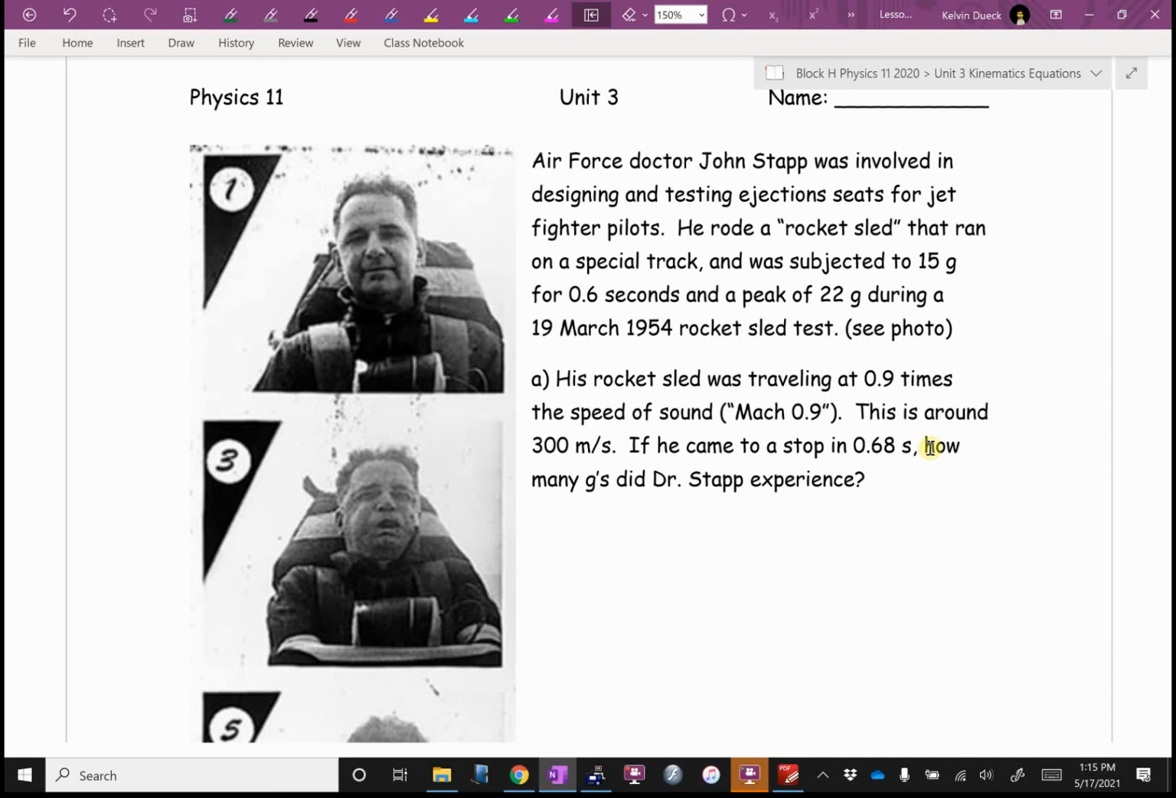Read along with me. It says this: Air Force Dr. John Stapp was involved in designing and testing ejection seats for jet fighter pilots. He rode a rocket sled that ran on a special track and was subjected to 15 Gs for 0.6 seconds and a peak of 22 Gs during this photo. So this photo here, he's pulling about 22. And that's why it all depends on what angle it's hitting your body at. One of the things that he showed is we're better at taking Gs from certain angles.